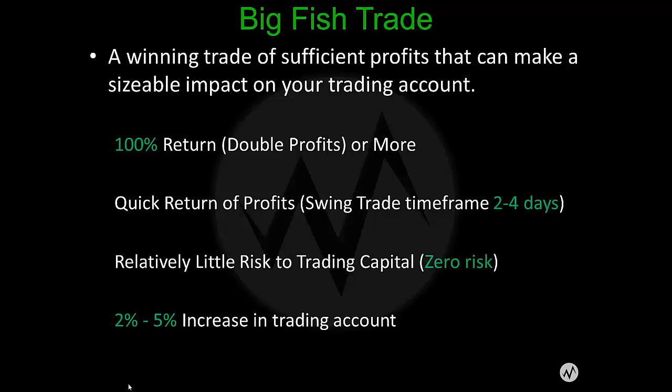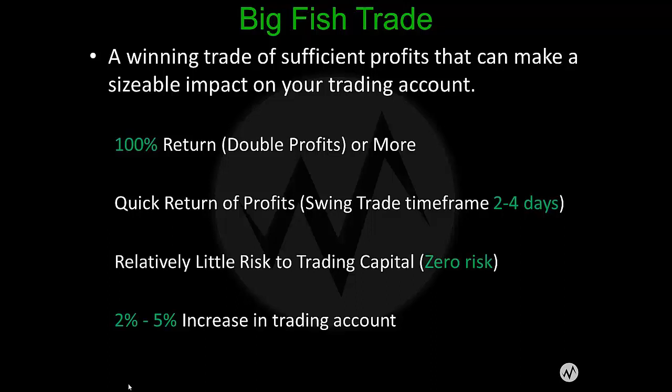When I say a big fish trade, we're talking about a 100% plus return or more. We are looking for a quick return on profits, and we're talking about a swing trading type of time frame that usually lasts 2 to 4 days. It's also important to control risk, and these trades are structured to have relatively little risk to our trading capital. Zero risk is optimal.